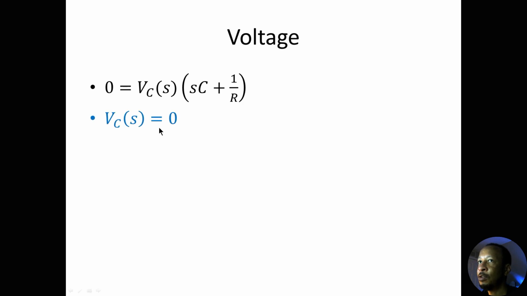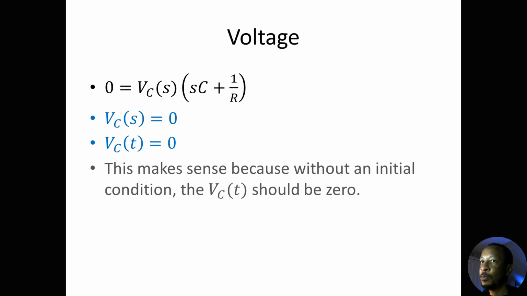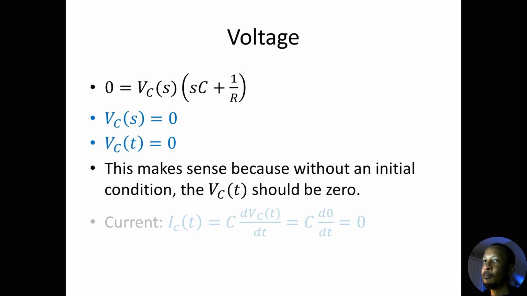Then VC of S, as you can see, is now 0, because when you transfer SC plus 1 over R to the left side, 0 over that is going to give you 0. So VC of S is going to be equal to 0. And so going from the S domain to the time domain, that transform is going to arrive you at VC of T equals 0. This makes sense because without an initial condition, the voltage of the capacitor with time should be 0. So that makes good intuitive sense.